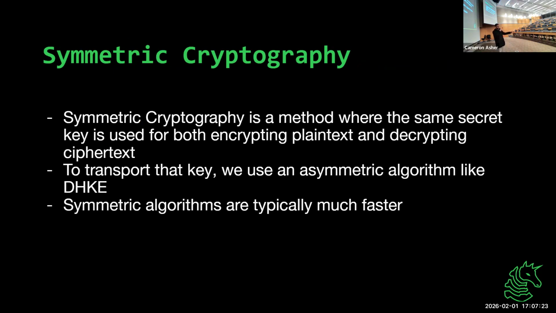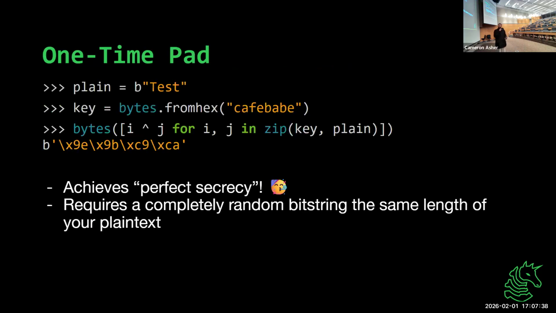But first, to exchange the key, we usually use asymmetric cryptography like Diffie-Hellman key exchange. So we prefer to only do asymmetric cryptography once at the beginning, then we continue with symmetric cryptography since it's faster. The best way to do symmetric cryptography is to just use a one-time pad.